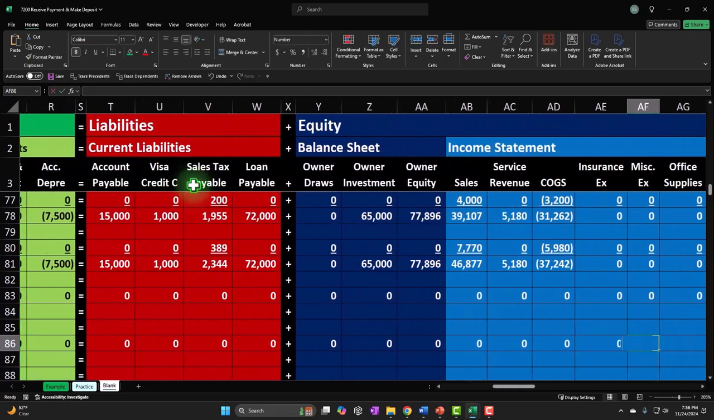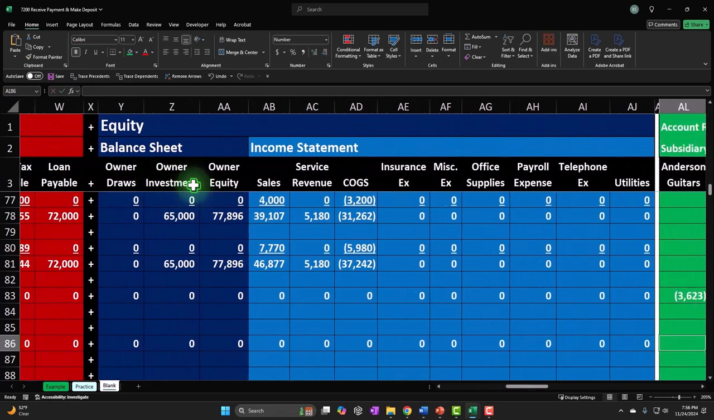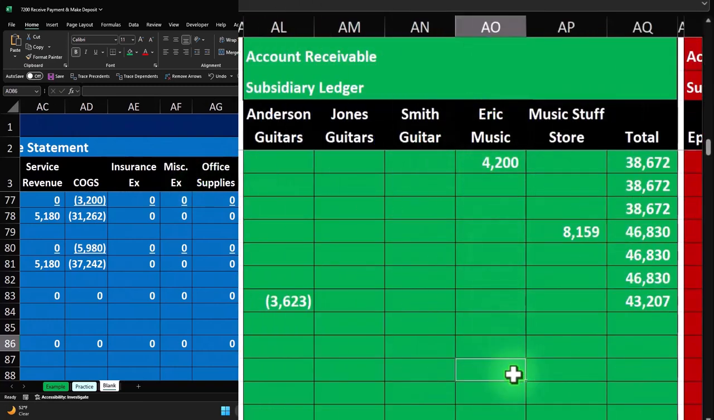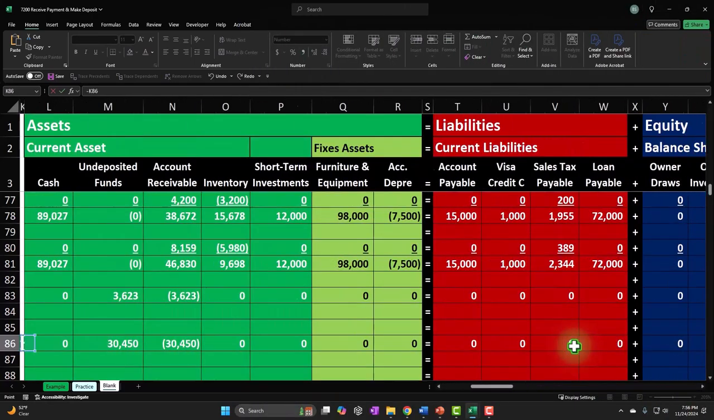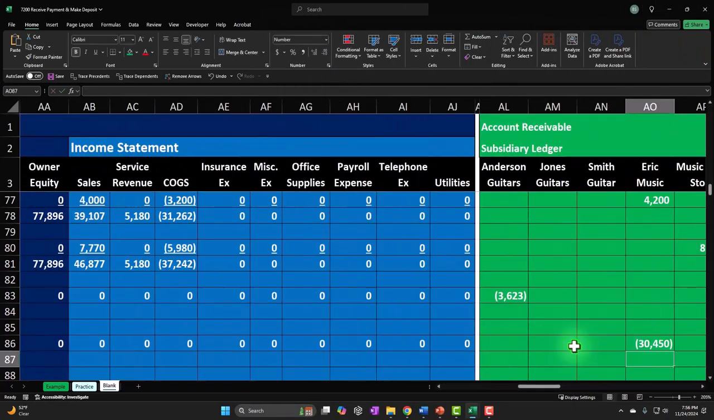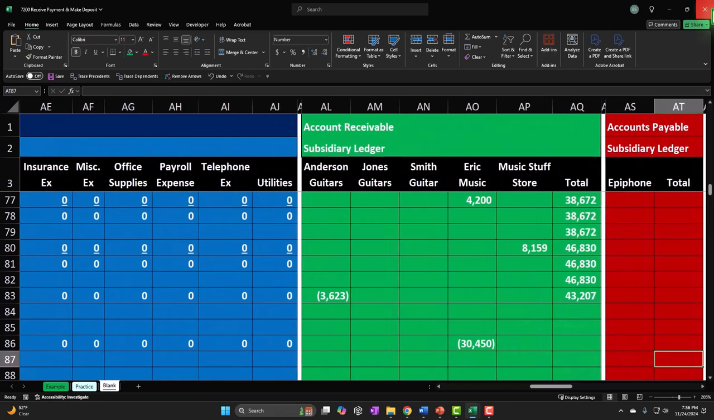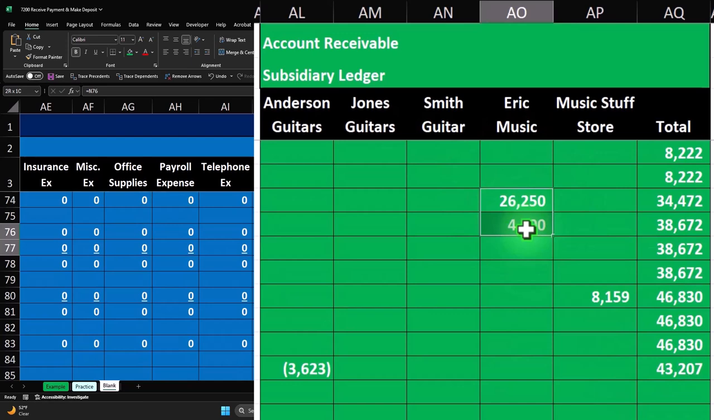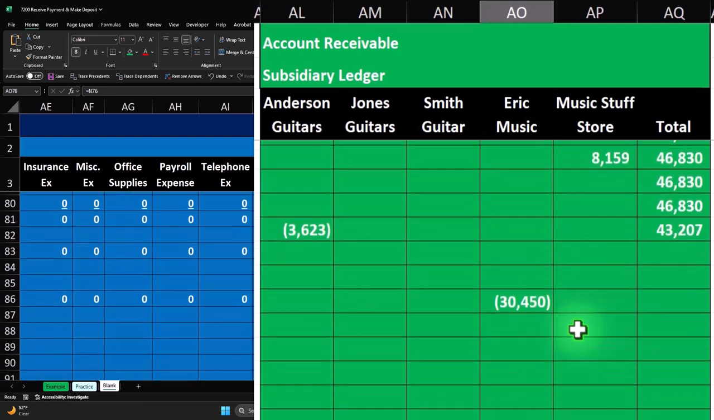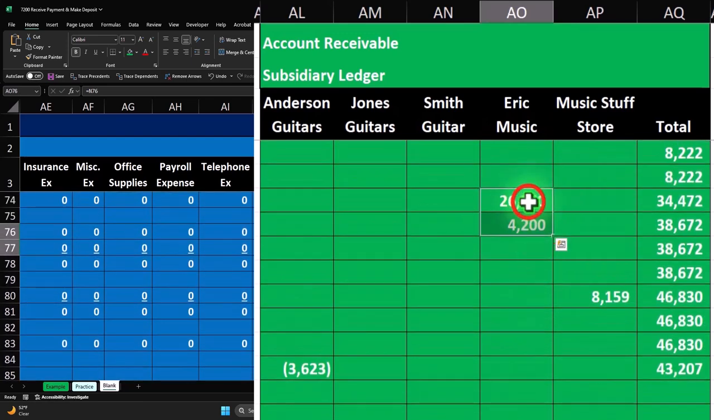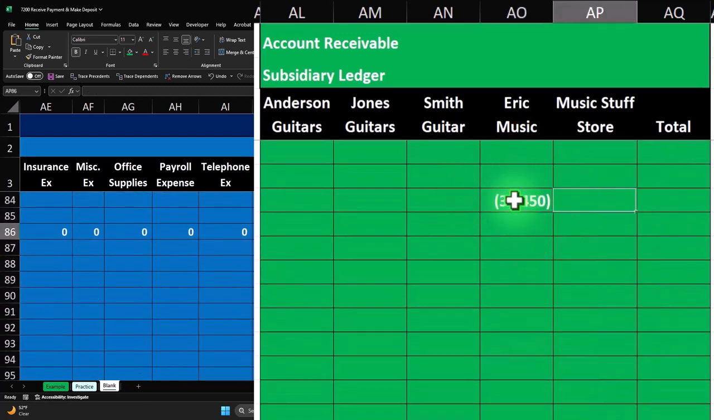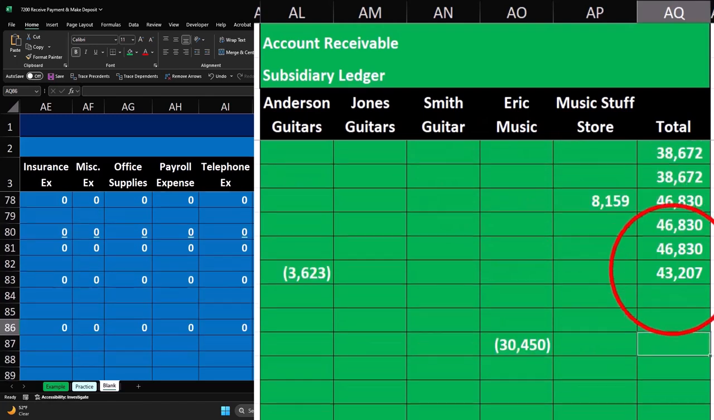And then we'll put the subledger in play for Eric Music, which is right here. Subledger is going to be equal to a negative. And he paid us $30,450. So let's see what the activity in the account was. Here's the invoice, $30,450, which has now been paid off. So Eric Music's subledger is down to zero in Eric's column, bringing down the total here.